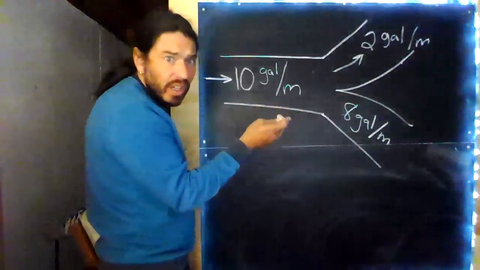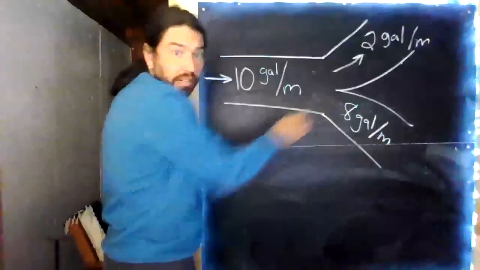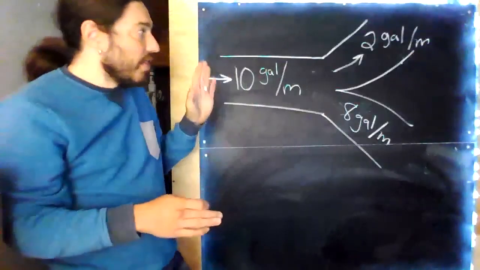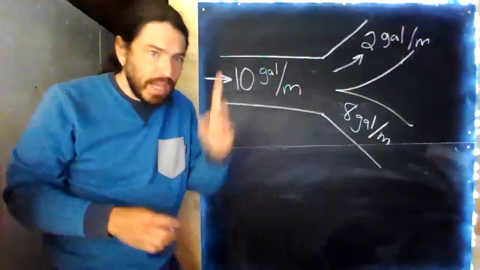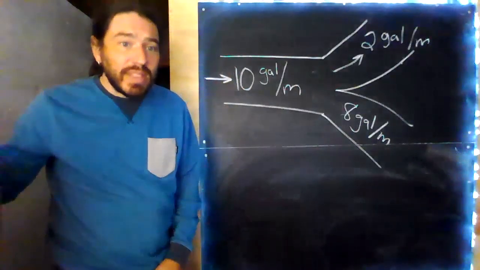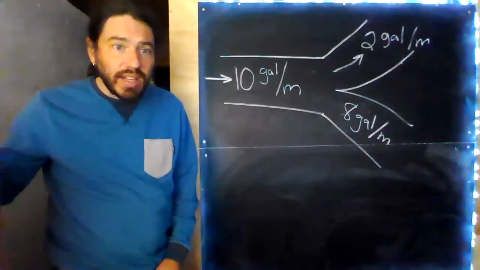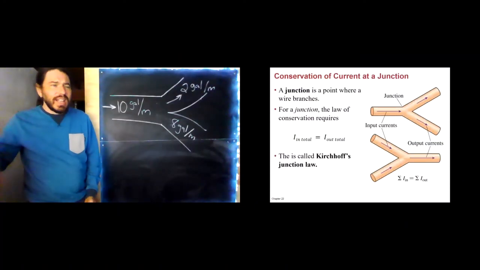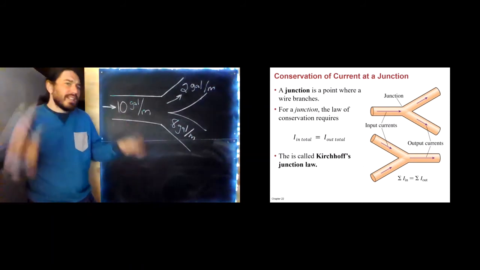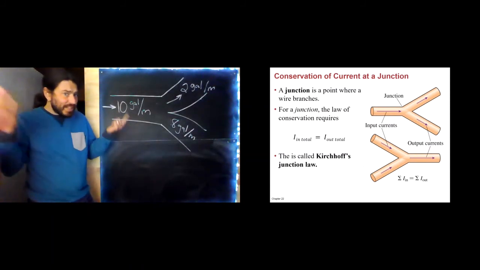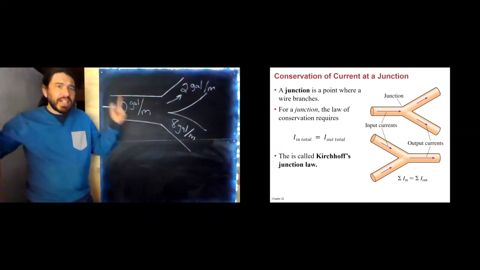unless we have a cow or a hungry toddler hanging out right here, right? We've got to have the same amount coming in as going out. This is the law of conservation of yogurt. It's not too bad. We can do the same thing for conservation of current. And it's really just as straightforward. It's just when I start talking about current, it seems trickier than when I talk about yogurt. Because the units are different. I don't know, it's just a trickier idea.